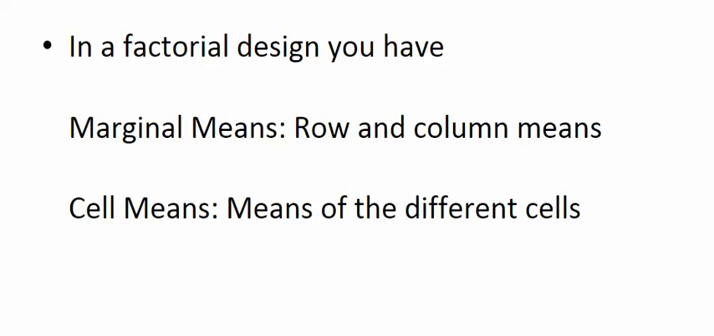And now let's talk about some of the statistics that are calculated in a factorial design. So in a factorial design, you have marginal means that are calculated, which are the means of the rows and the means of the columns. And you have cell means, which are the means of the cells.